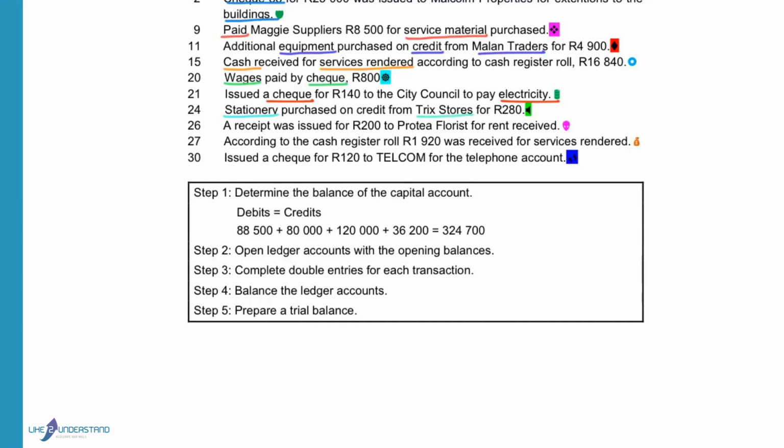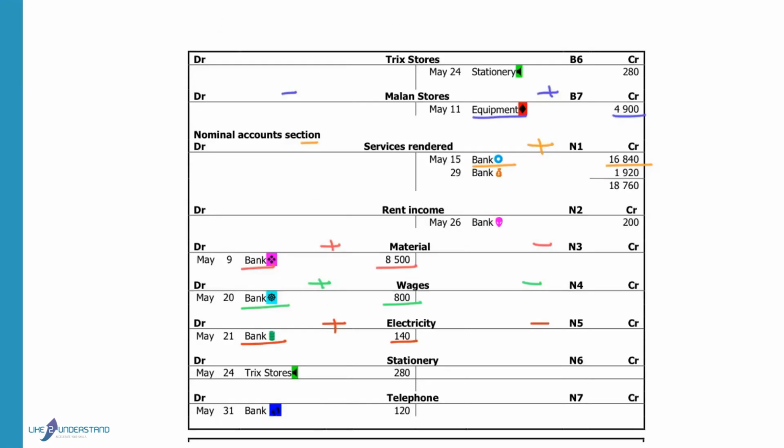It will go in Trick Store's account or creditor's control. Trick Stores is a creditor that increases on the credit side. So we will increase the liability with 280, and we show that stationery was debited with 280 rand. Stationery is the expense that increases on the debit side.